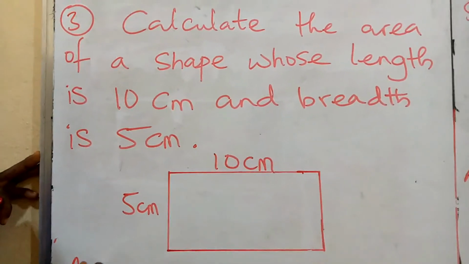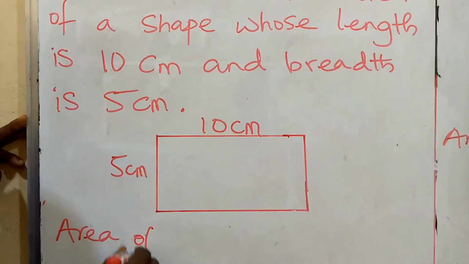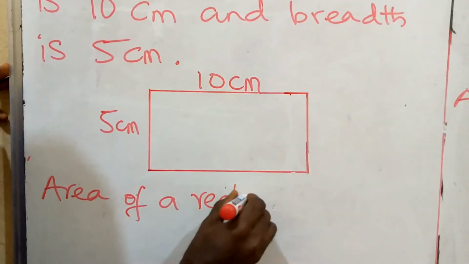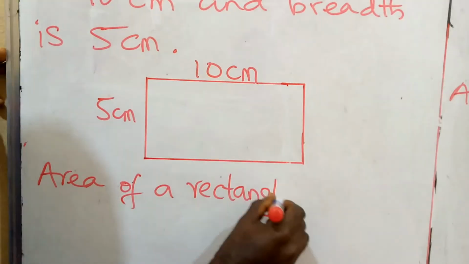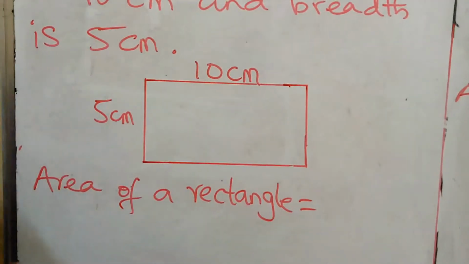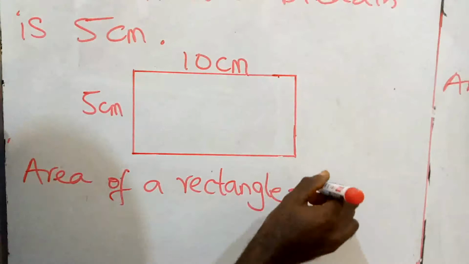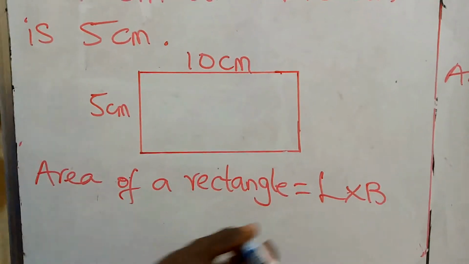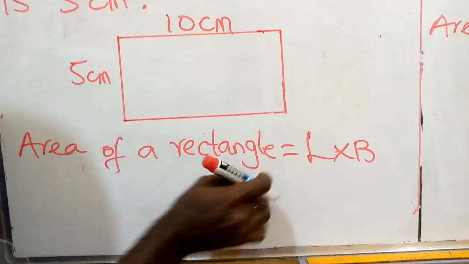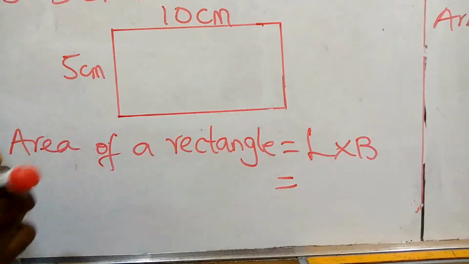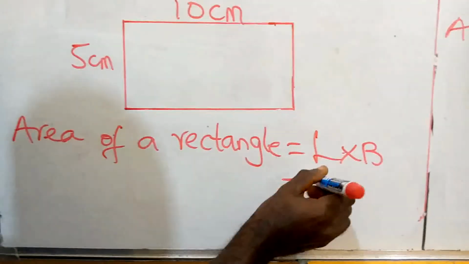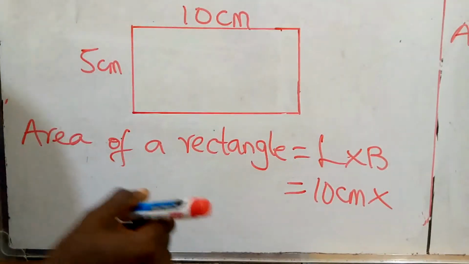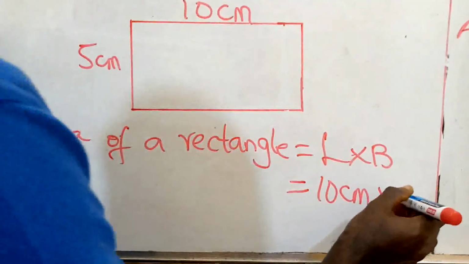So next, what is the formula for calculating the area of a rectangle? Length times breadth. That's L times B, where L stands for length and B stands for breadth. All right? So what's our length? Our length is 10 centimeters, times, and our breadth is what? 5 centimeters.